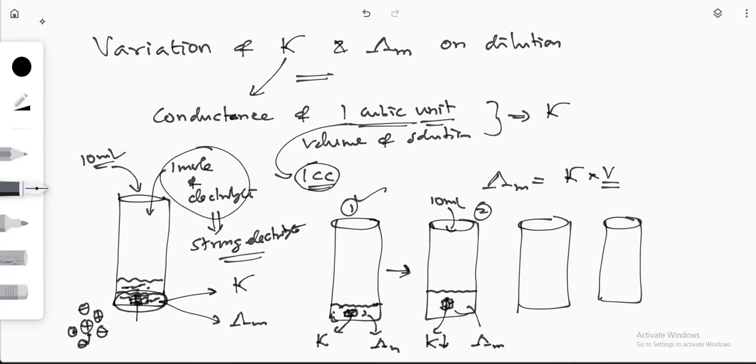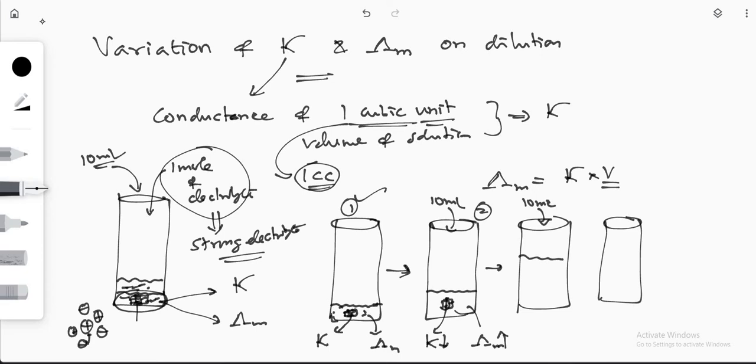The moment you add water, see the second case, when you add 10 ml of water, what will happen? Volume will increase. So the ions start to spread out. When the ions start to spread out, the average distance between the ions will increase. The distance between a cation and anion will increase. Therefore, the attraction decreases. If attraction decreases, ions start to move a little more freely. So ions move freely. Therefore, molar conductivity will increase. Molar conductance will increase. If you add another 10 ml of water in the same vessel, what will happen? The volume increases further.